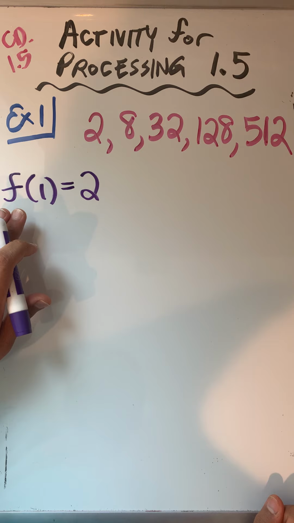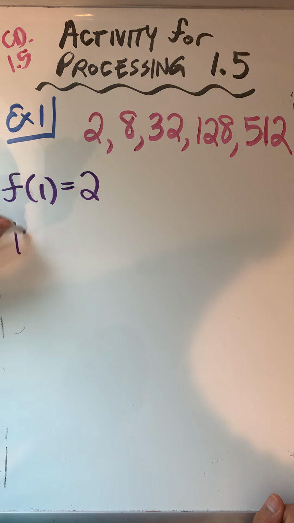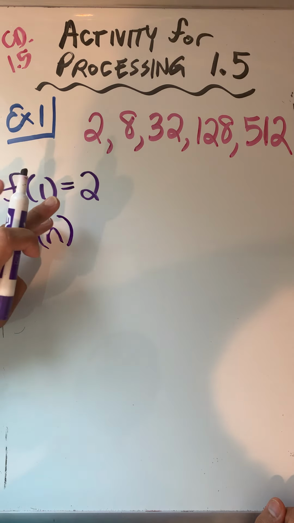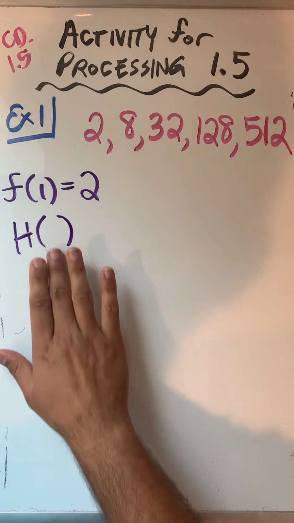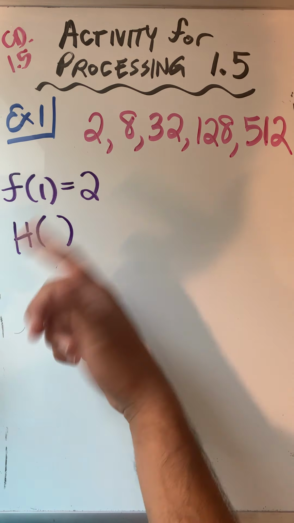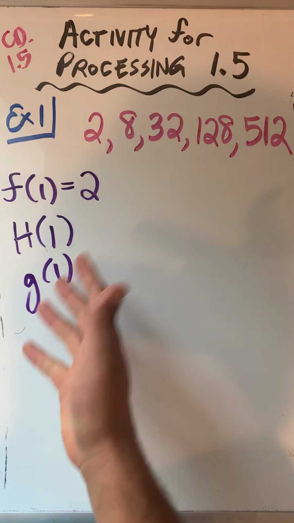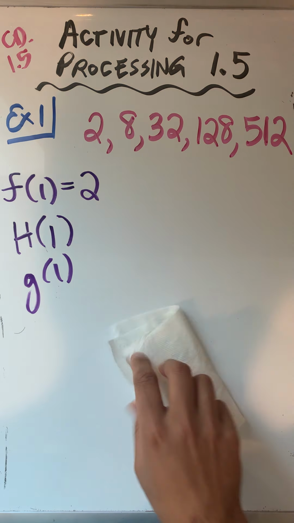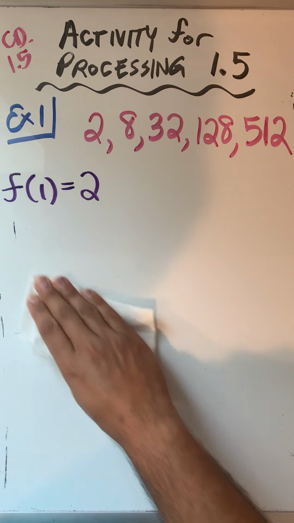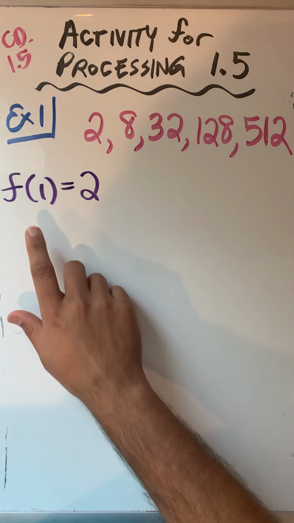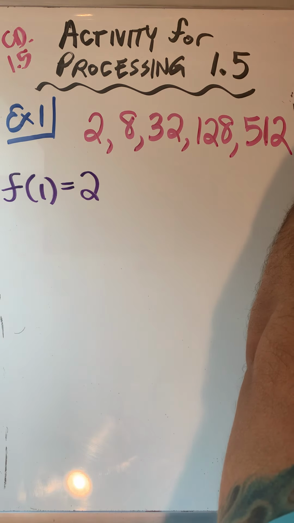Now, I'm using the letter f, but you could easily use other letters like h of n, or h of 1, or g of 1, any letter really. I was going to say x of 1, but that sounded kind of weird. So let's go ahead and continue. This denotes the first term, okay?